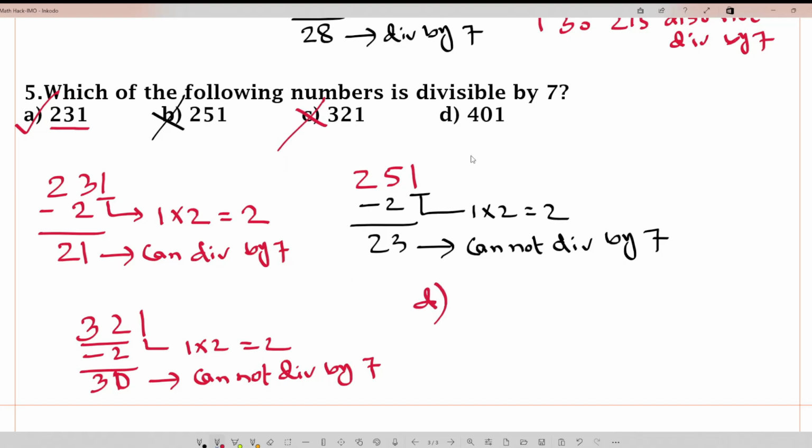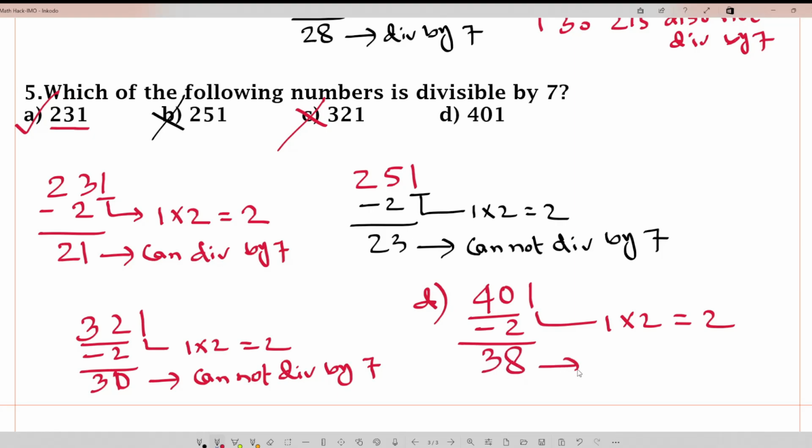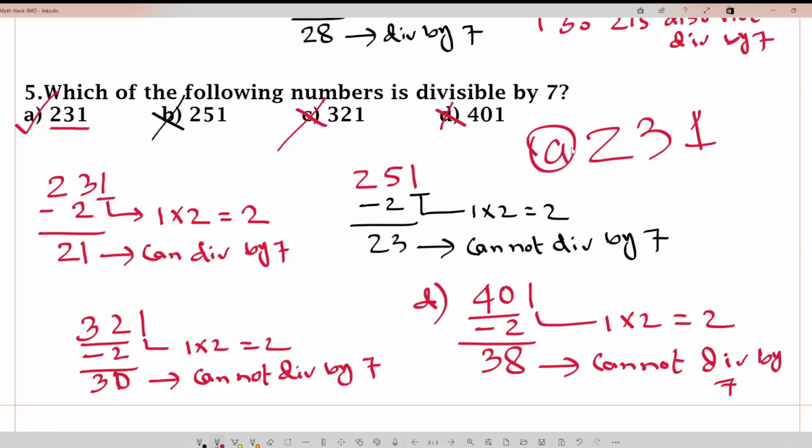Option D, 401. So 1 times 2, it will be 2, and we will subtract from 40, 40 minus 2, it will be 38. 38 cannot be divided by 7. So our right answer is only 231, which is option A.